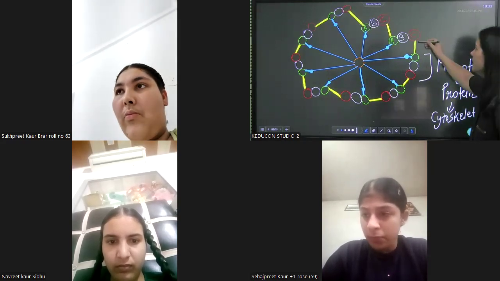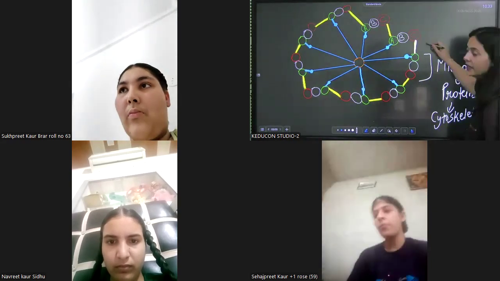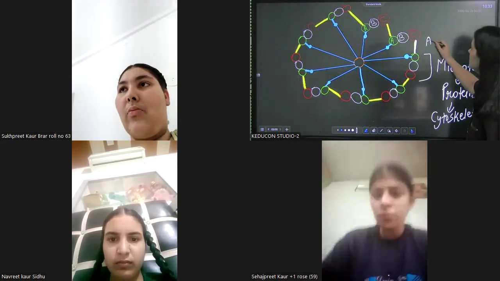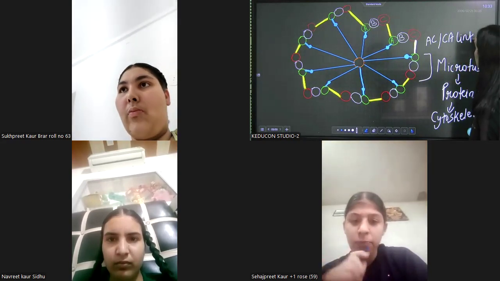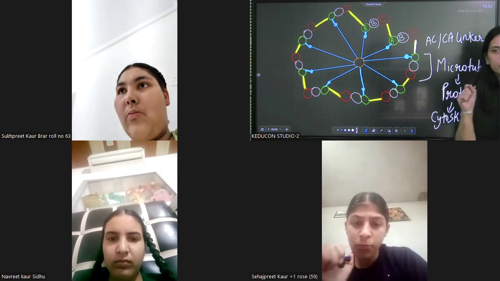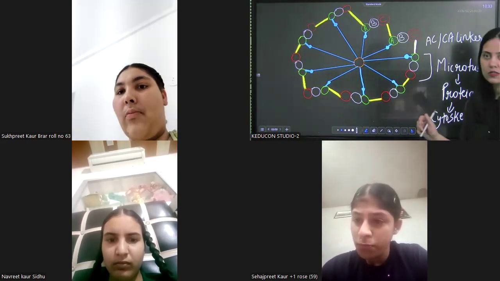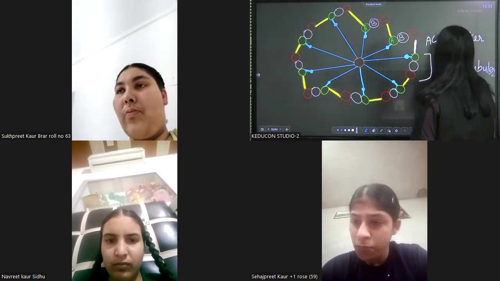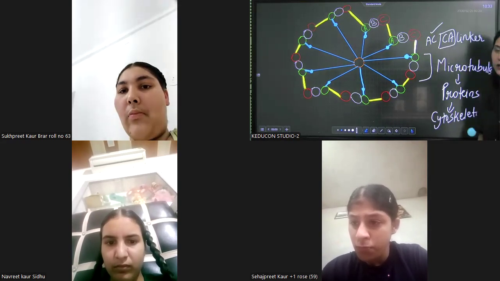ठीक है? And because here you can see C and A is linking, so this linker is called AC, or we can say CA linker. क्योंकि ये C और A जो protofilaments हैं, उसी को वो join कर रहा है. So it is called AC, या फिर CA बहुत rare होता है. So you can say AC linker. Okay? AC linker.